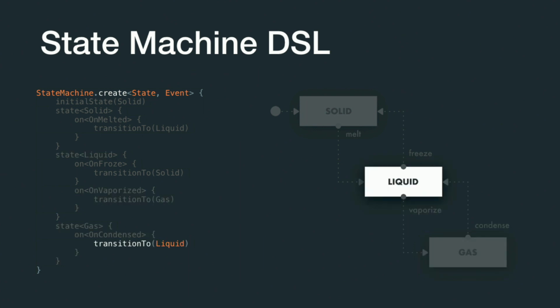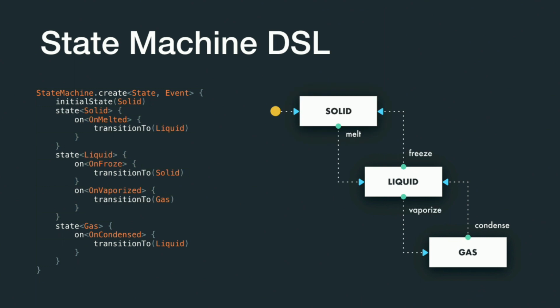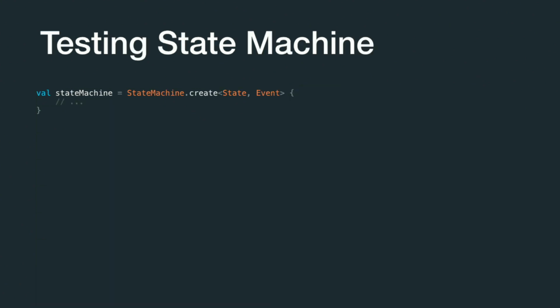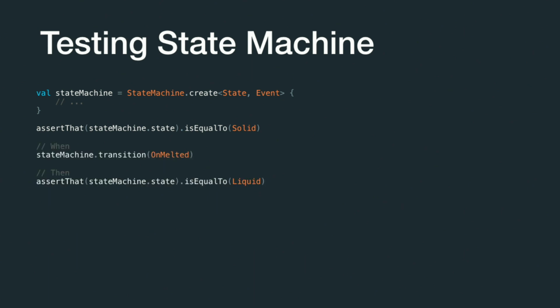And yep, that's all you need to write to model the water state machine. It's simple and readable, and it's also testable. And in your unit test, you can assert that the initial state is solid. And when the unmelted event is triggered, we can assert that the state machine has changed to the liquid state.